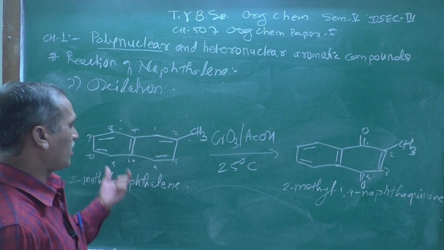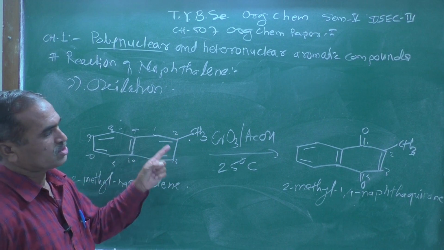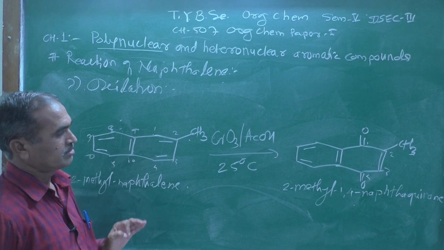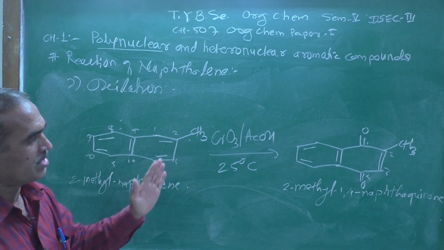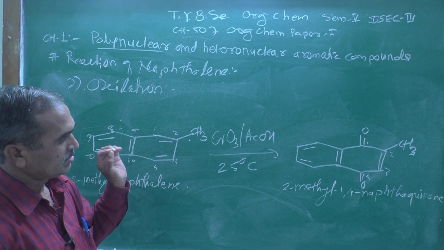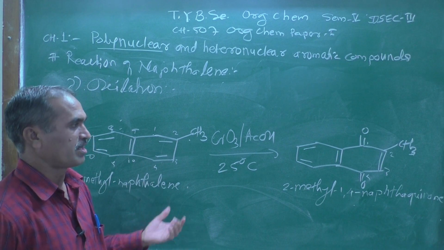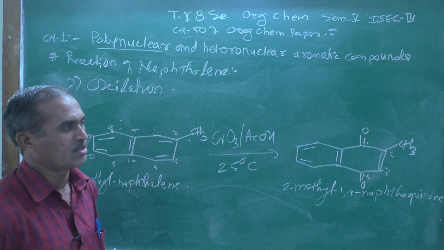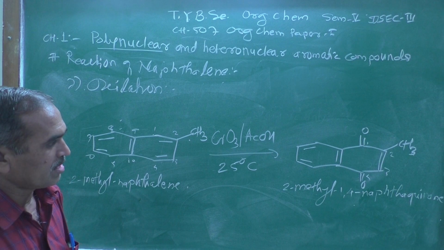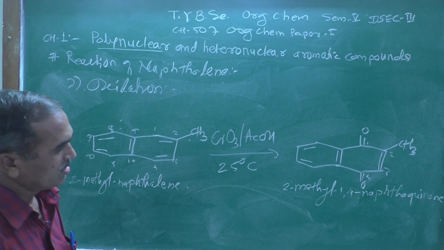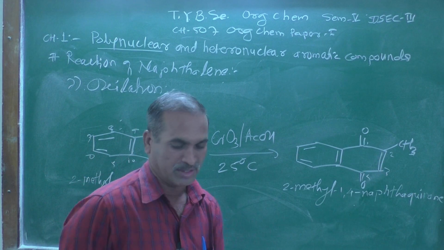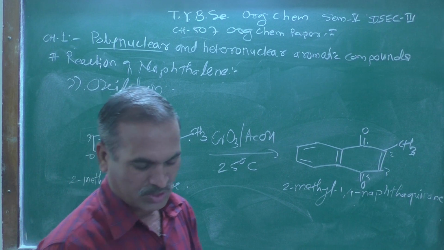the substituted naphthalene is taken and a strong oxidizing agent like CrO3, chromium trioxide, is used in the presence of acetic anhydride, stirred at room temperature, 25 degrees centigrade, and the resulting product obtained is 2-methyl-1,4-naphthaquinone. This is the quinone moiety present, and therefore it is known as a quinone.